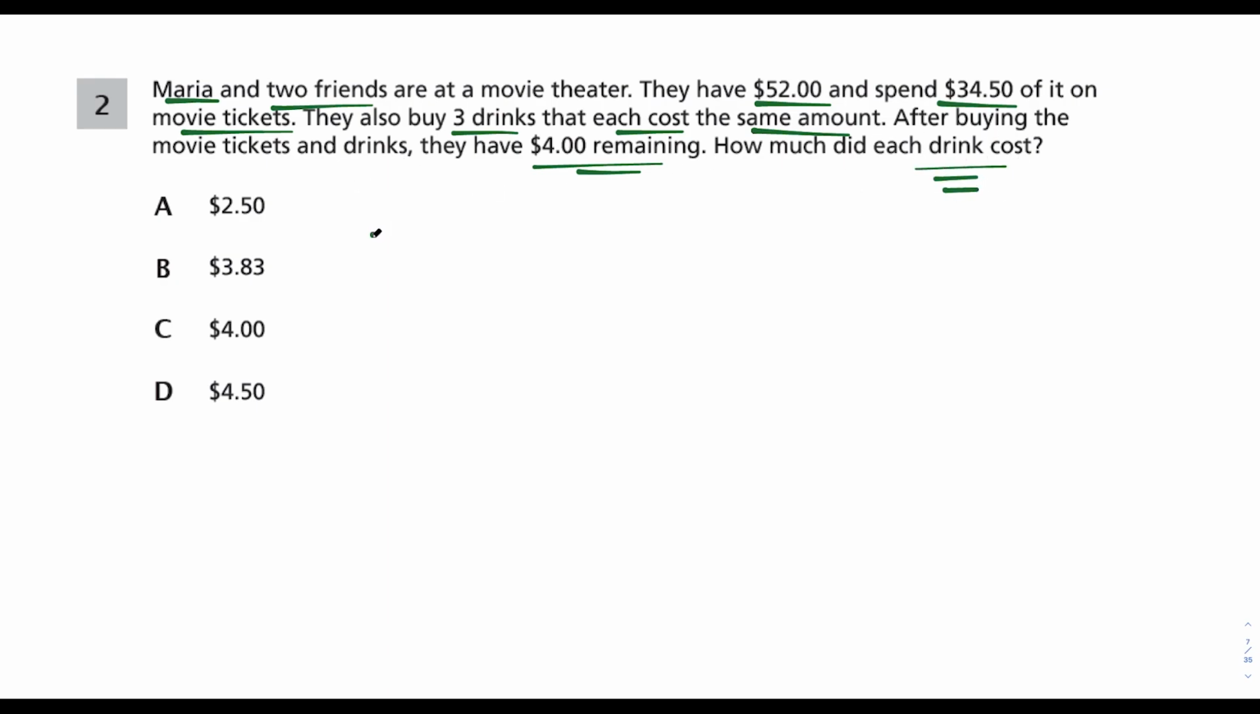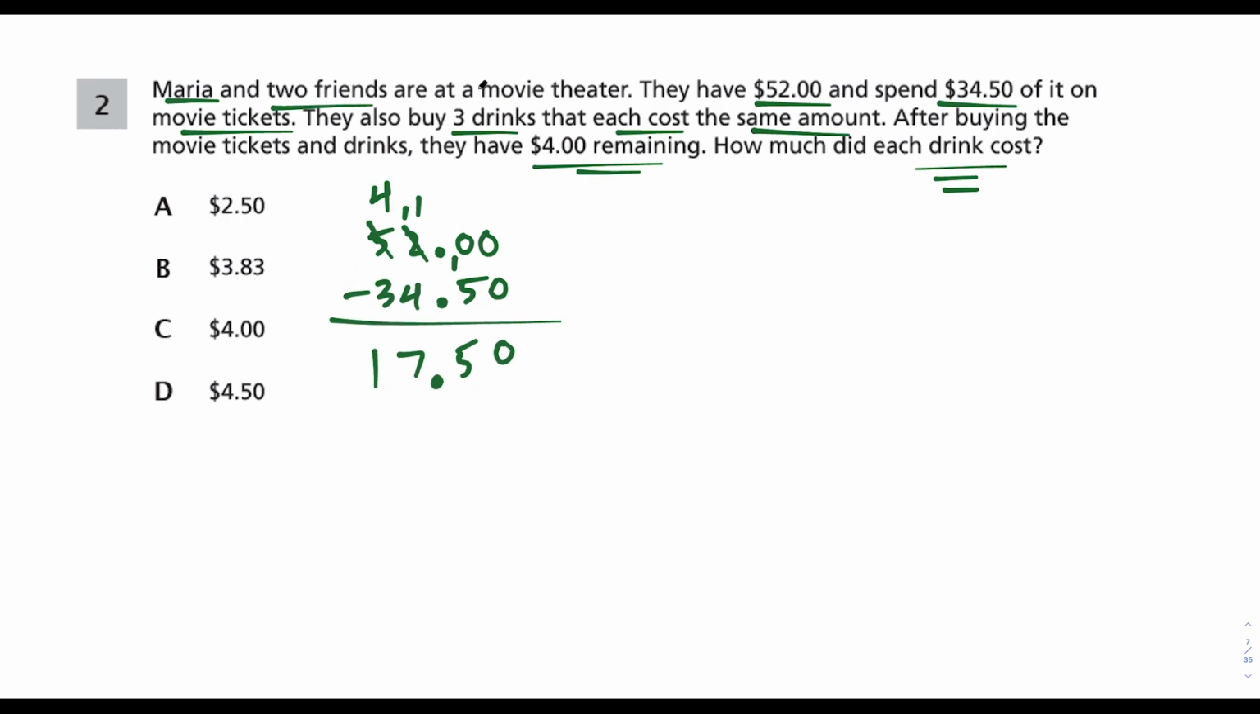So for this one here, we could start by subtracting the amount they spent on movie tickets from the total amount of money they have. So they spent $34.50. And for this, we could use a calculator, but I'll just go ahead and do the long subtraction. We have 0 minus 0. We borrow from here, make that a 1. 10 minus 5 is 5. And then borrow to make this a 4. And 11 minus 4 is 7. 4 minus 3 is 1. So there is $17.50 left after the movie tickets.